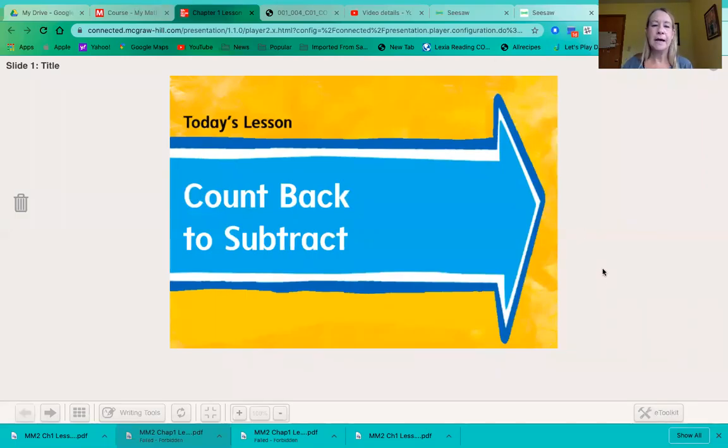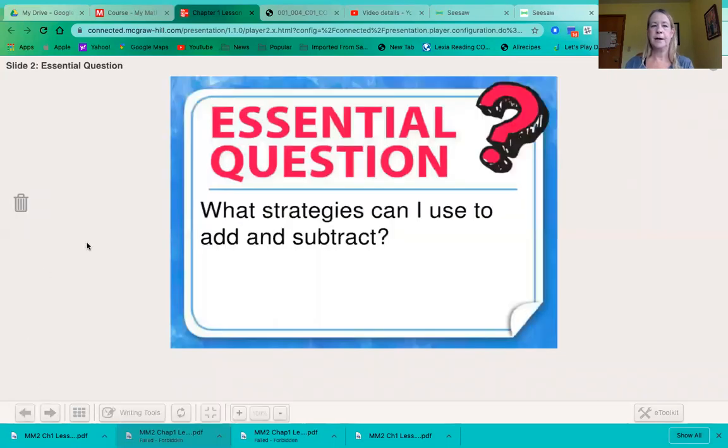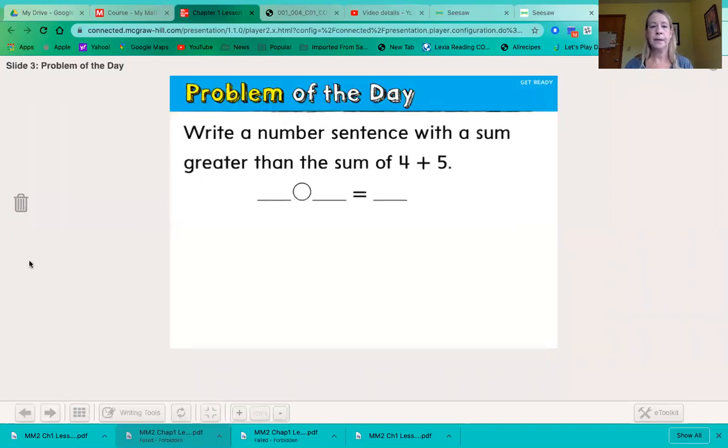Today's lesson is count back to subtract. Our essential question is, what strategies can I use to add and subtract? Here's our problem of the day. Write a number sentence with a sum greater than the sum of 4 plus 5.